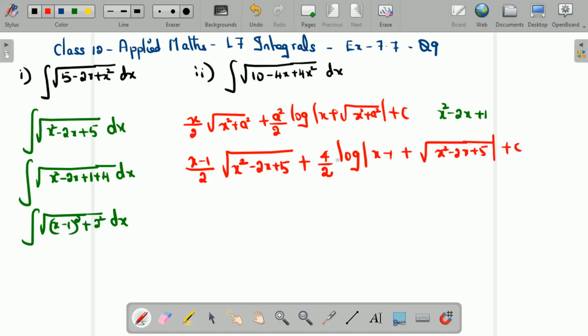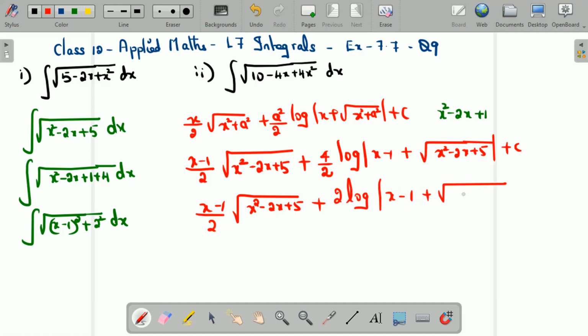Now this 4 by 2 I can rearrange and write it as 2. So this is x minus 1 by 2 root of x squared minus 2x plus 5 plus 2 into log of x minus 1 plus root of x squared minus 2x plus 5 plus c. Now let's take up the second subdivision.